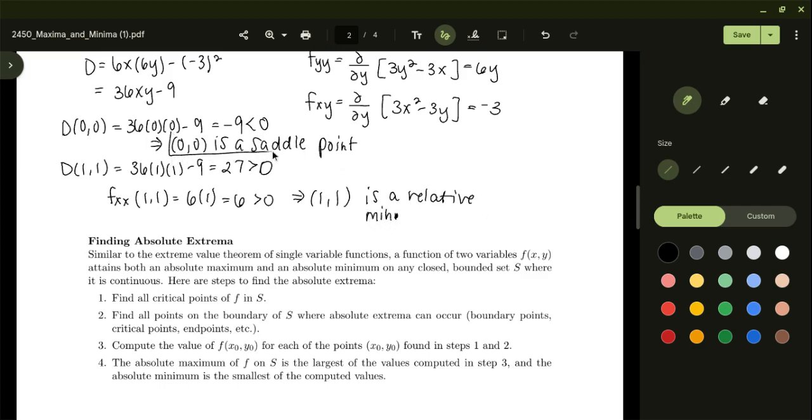And so here are all of our saddle points, relative minimums, or maximums for our function.